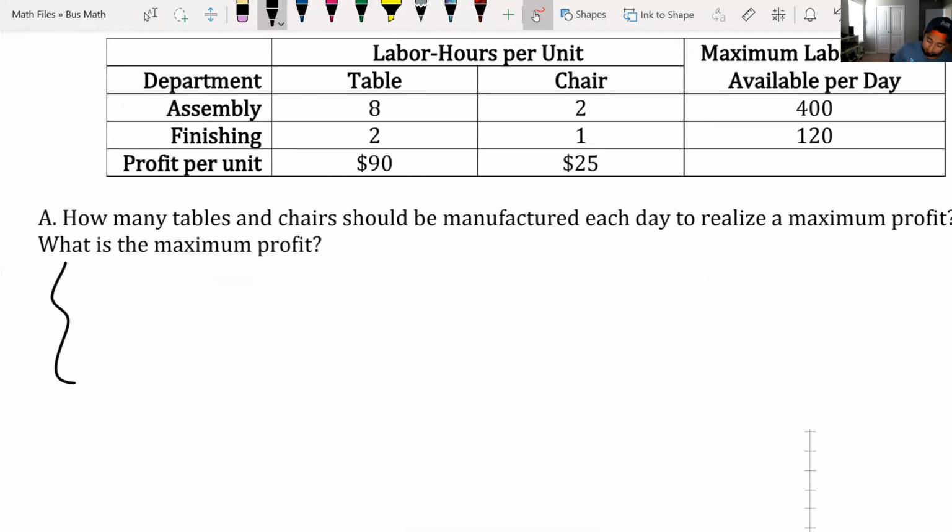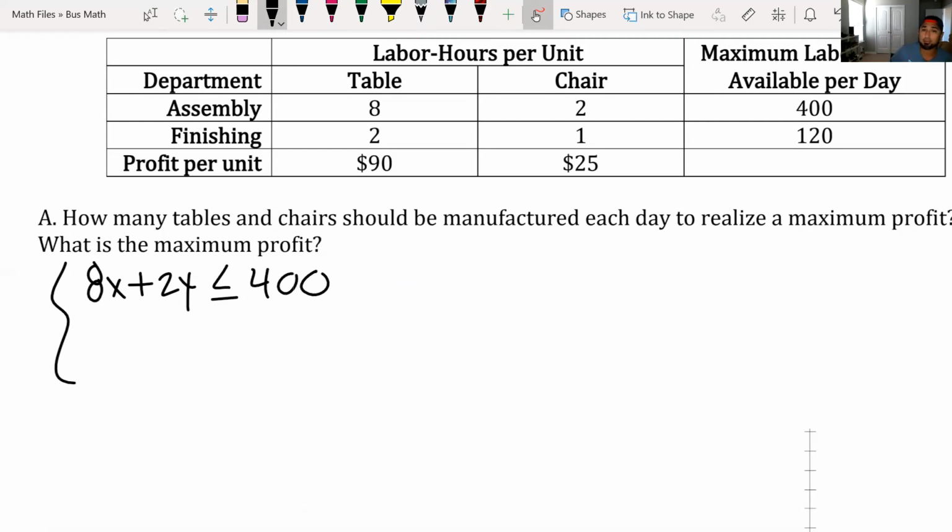We're going to say tables are X and chairs are Y, right? So 8X plus 2Y, and the maximum hours per day to assemble a table and chair are 400. So we can't go over 400. So we have to be less than or equal to 400.